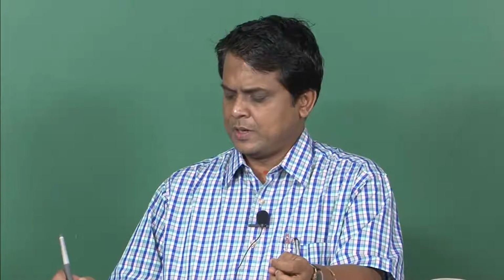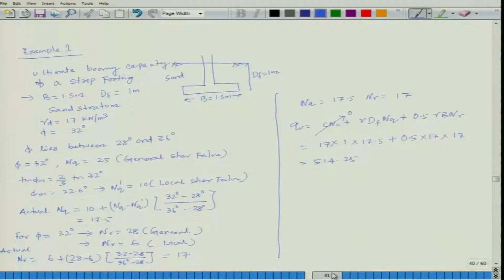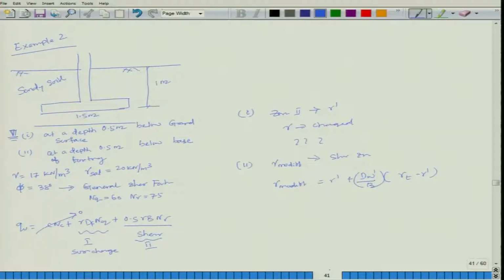Earlier, I have solved two problems on how to calculate the bearing capacity of a strip footing, given a value for sand stratum where phi is 32 degrees, which is in between local shear failure as well as general shear failure. The second one, I have also solved, is an example considering the water table effect at a depth 0.5 meter below the ground surface and at a depth 0.5 meter below the base of the footing.